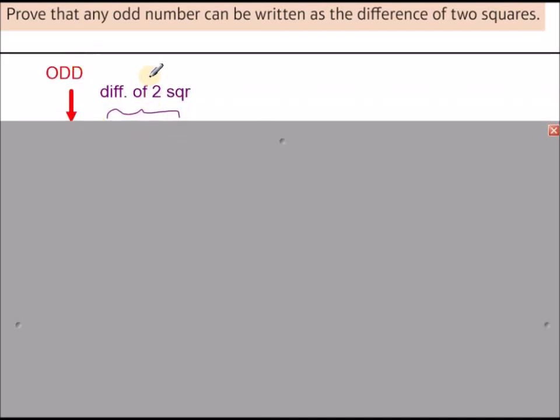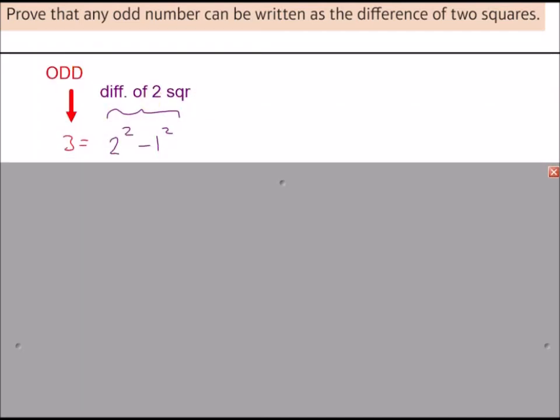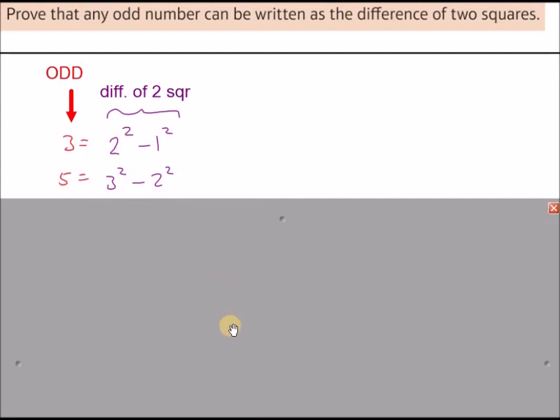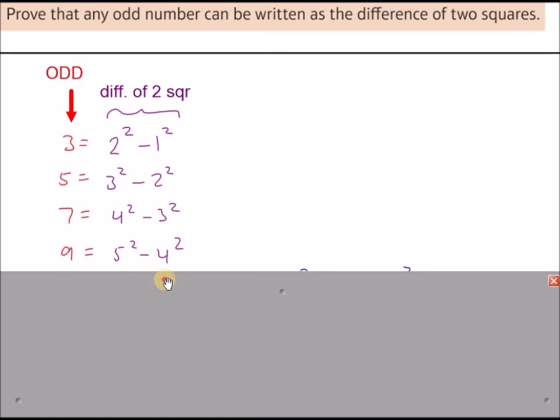Prove that any odd number can be written as the difference of two squared numbers. So we have odd numbers and the difference of two squares, like this. So 3 is odd, and 2 squared minus 1 squared will give 3. And we have a difference of two squared numbers. Same again, odd number, two squared numbers, and again, and again.